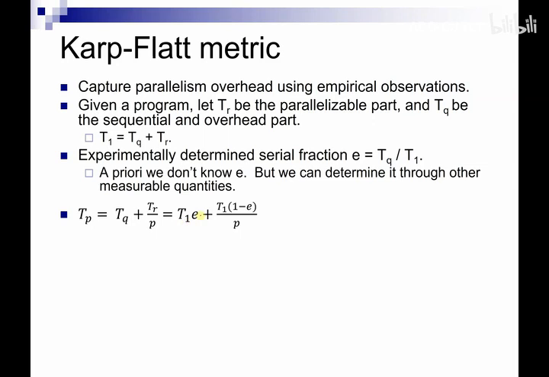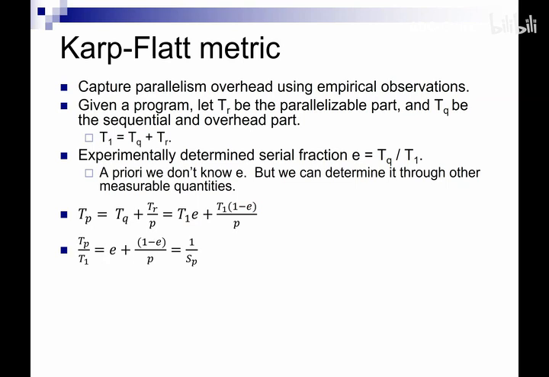So TQ is equal to T1 times E, because E is defined as TQ divided by T1. And then this other part is whatever is not part of the overhead or sequential part. That part belongs to TR. So this is T1 times (1 minus E) divided by P.